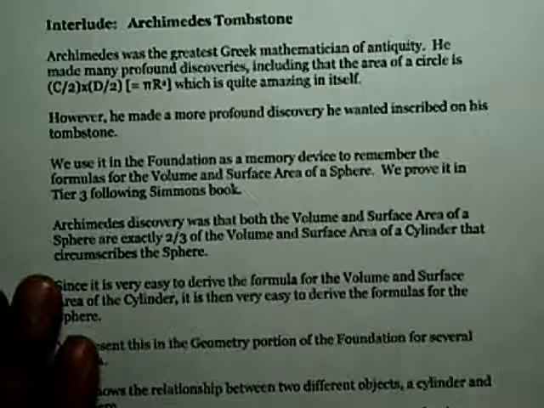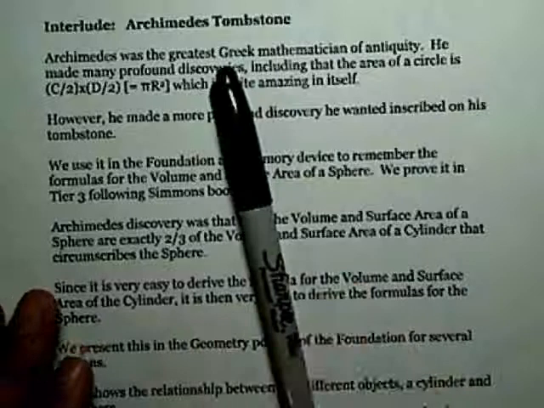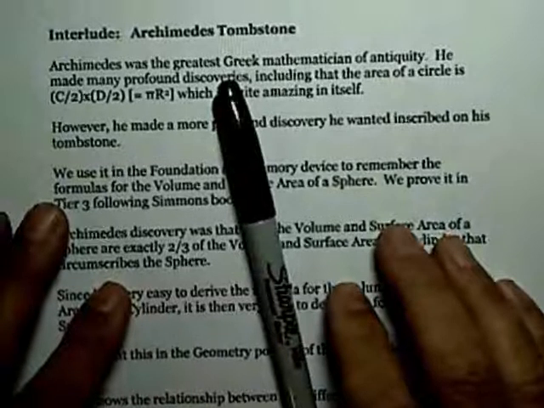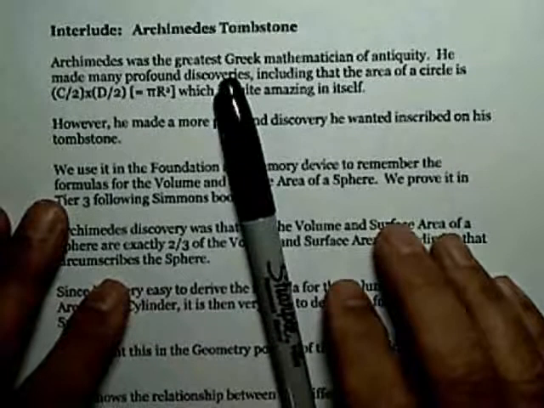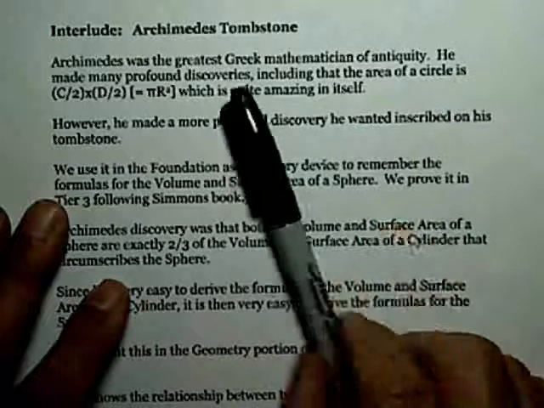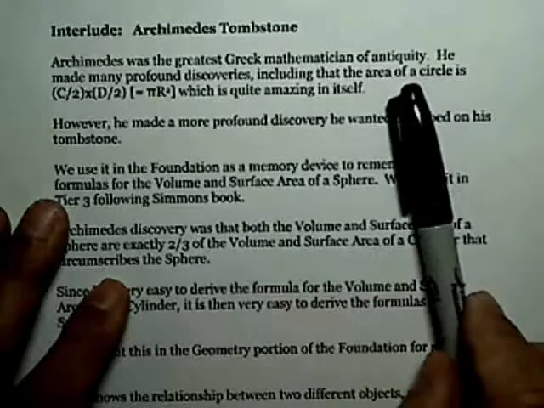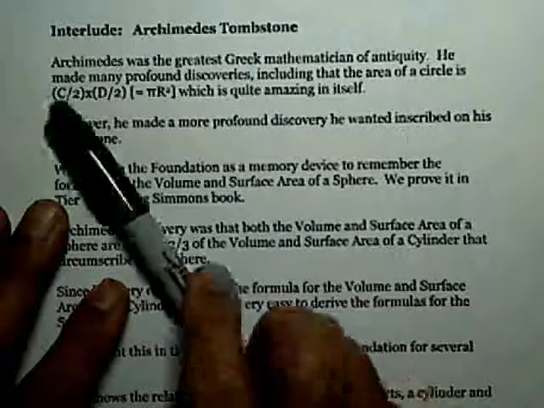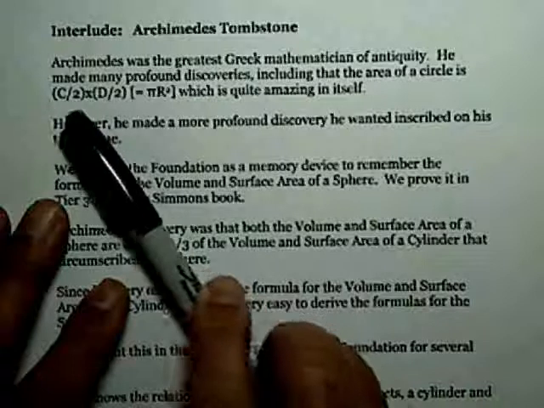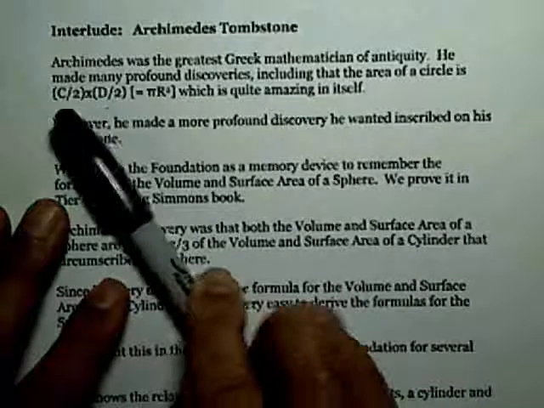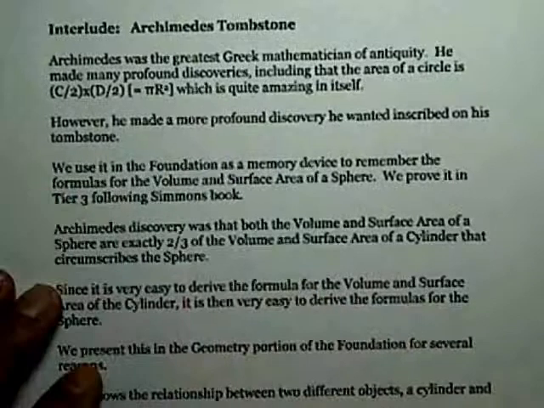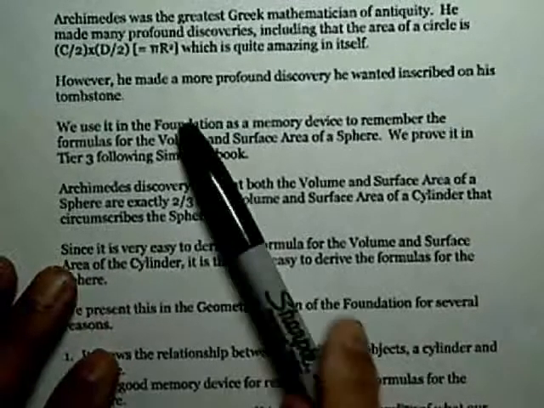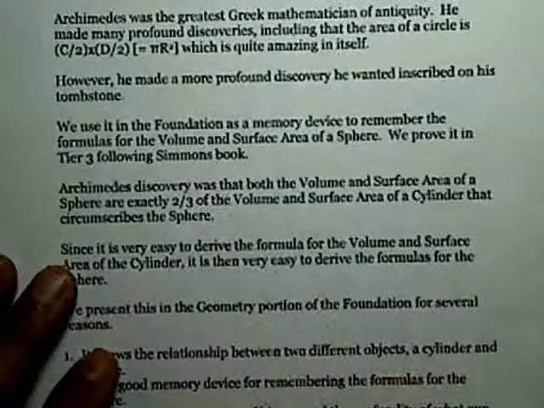Of course, Archimedes was the greatest Greek mathematician, really the greatest mathematician of antiquity as far as we know. He made a lot of profound discoveries, not only in mathematics, but in science in general. He was the first of the Greeks to prove that the area of a circle is what we call pi r squared: circumference divided by 2 times diameter divided by 2, which a little algebra shows is pi r squared. Well, that was quite an amazing thing, but he made a more profound discovery that he wanted inscribed on his tombstone, according to things that I've read.